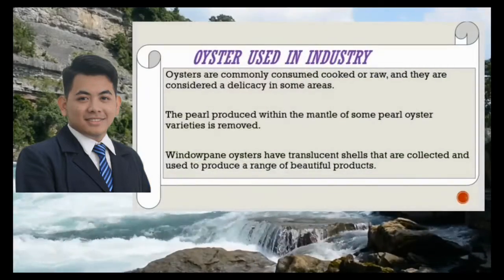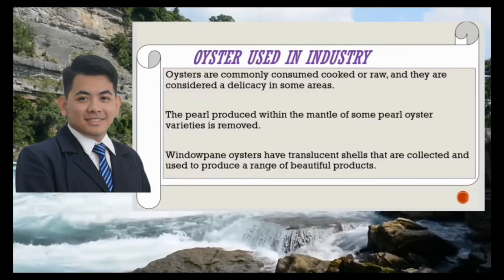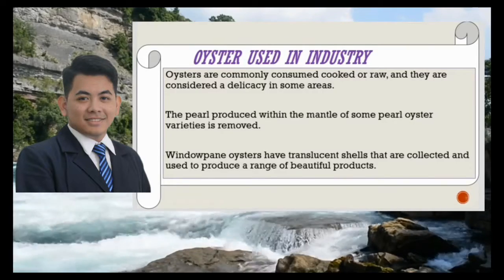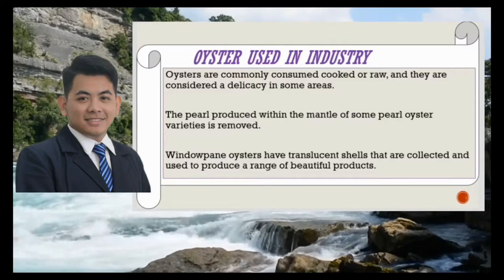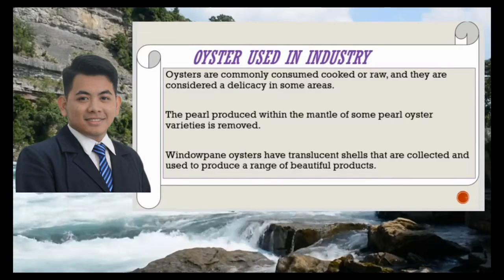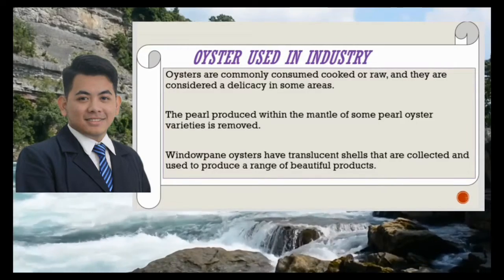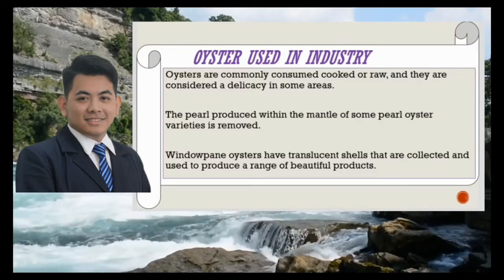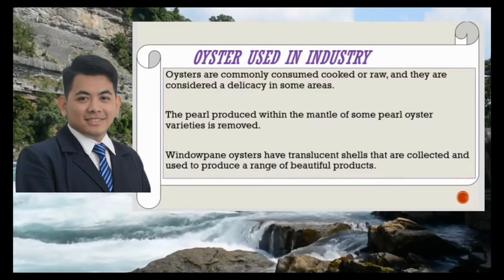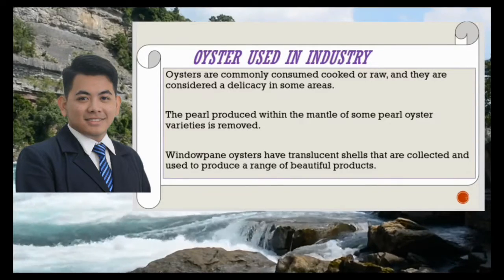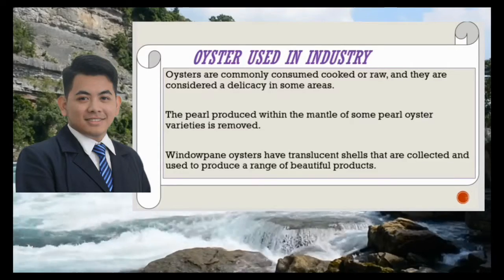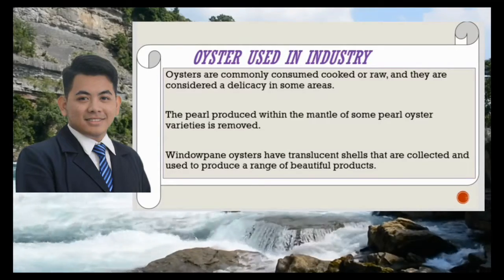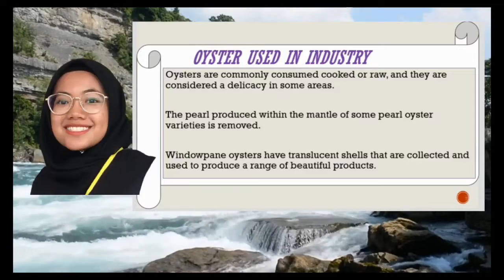Oyster is also used in industry. Oysters are commonly consumed cooked or raw, and they are considered a delicacy in some areas. The pearl produced within the mantle of some pearl oyster varieties is removed. Windowpane oysters have translucent shells that are collected and used to produce a range of beauty products.